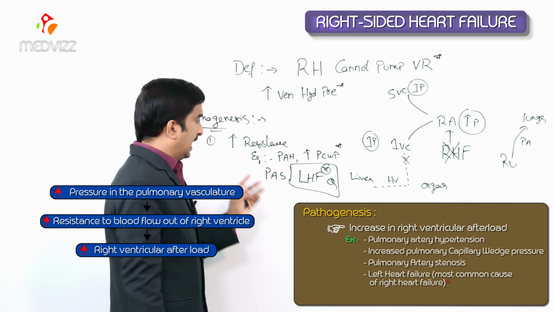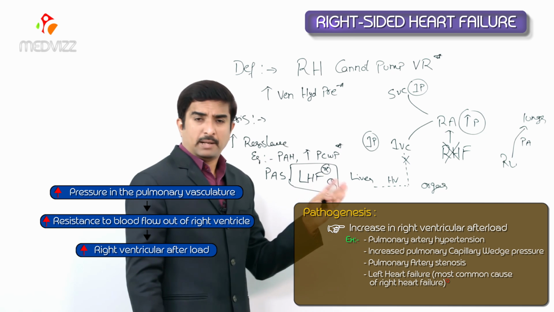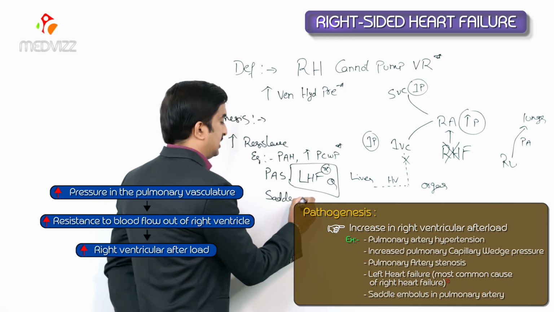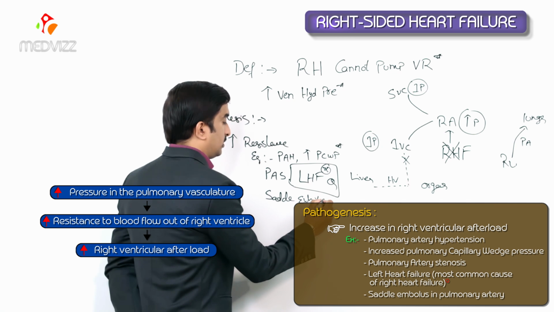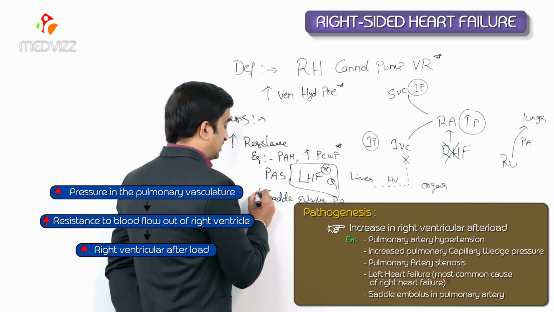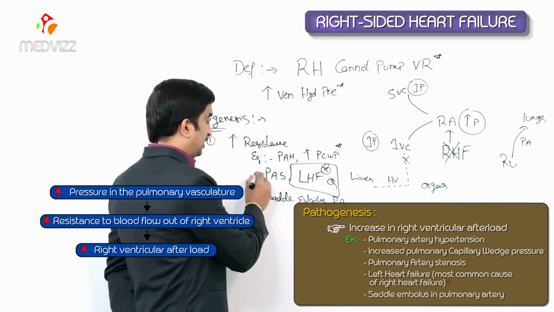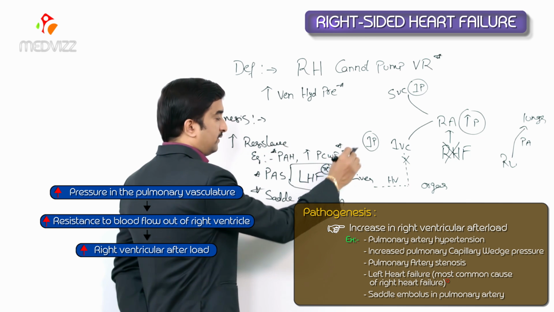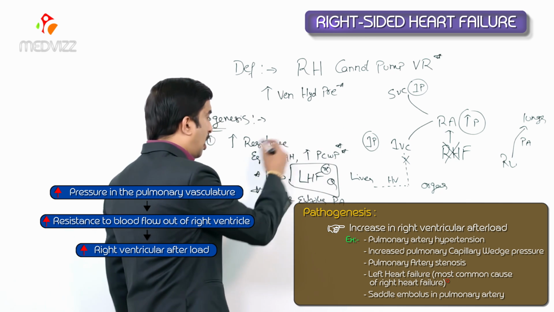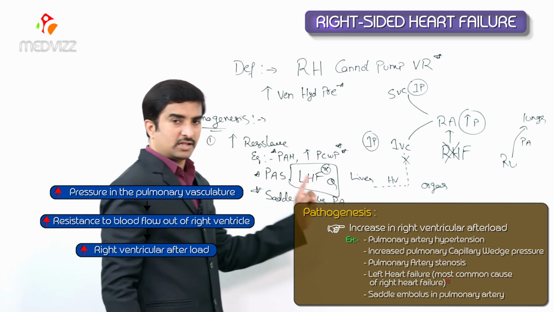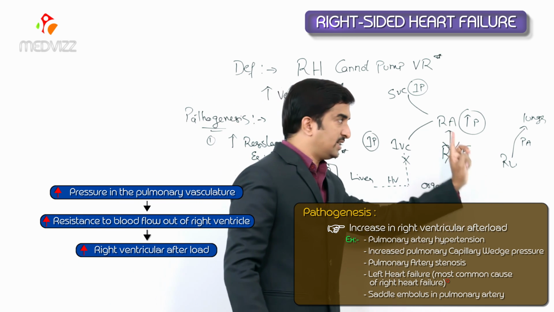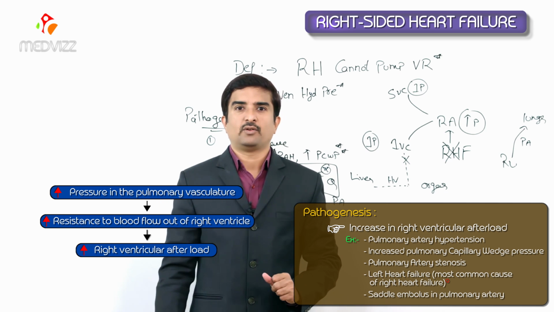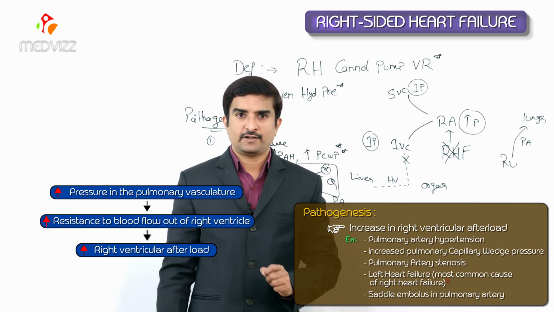So, it may be embolism in the pulmonary artery, like saddle embolus in the pulmonary artery. So, saddle embolus, pulmonary artery stenosis, left heart failure, pulmonary artery hypertension, increase in the pulmonary capillary wedge pressure, all of this increases resistance for the outflow of the blood from the right ventricle into the lungs, responsible for the development of right heart failure, and this is the first mechanism.